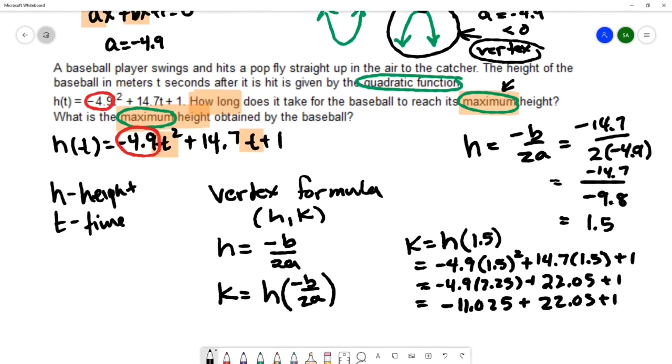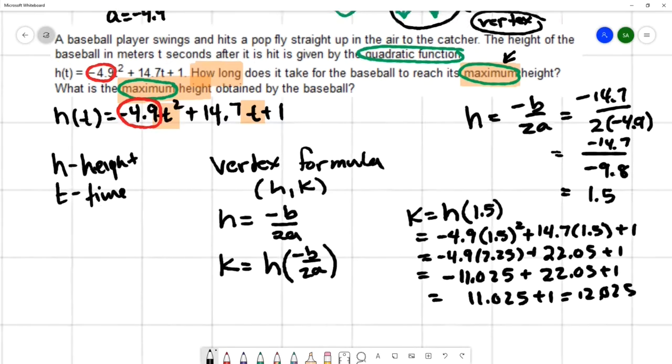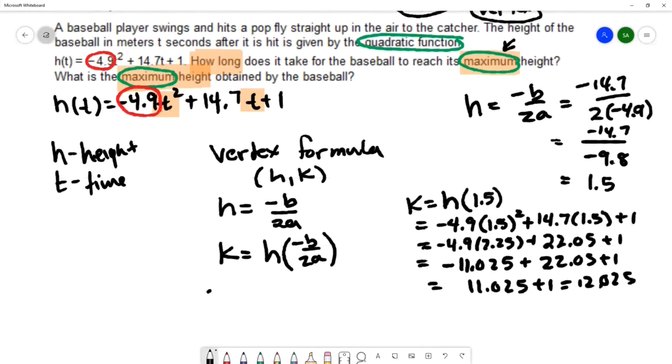I'm going to add negative 11.025 plus 22.05, and that's going to give me 11.025. Plus 1 is 12.025. So that is now our vertex. Our vertex is 1.5 and 12.025.